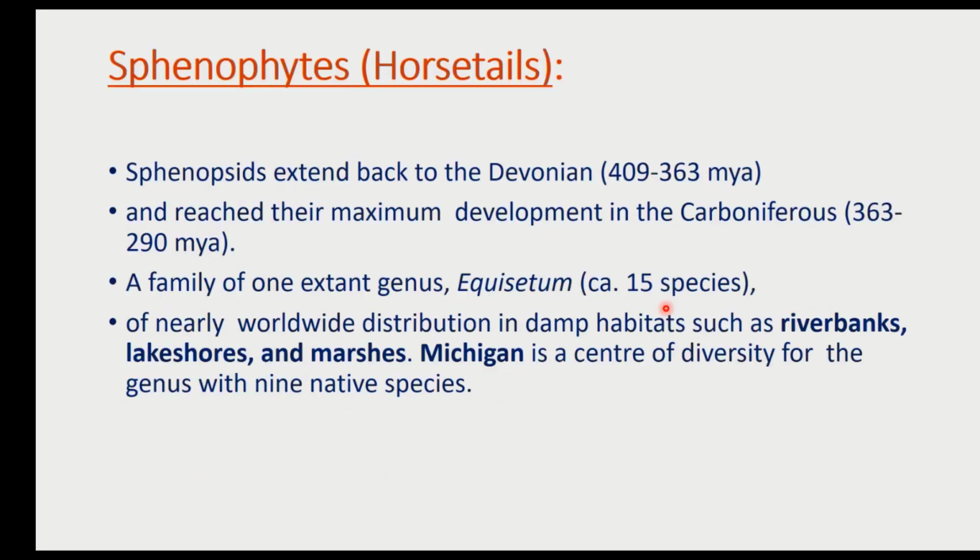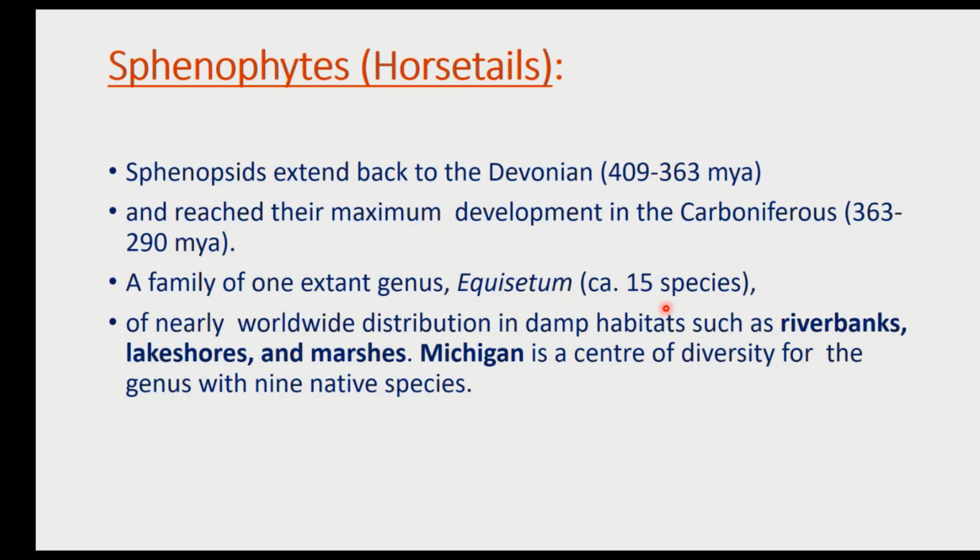Then Sphenophytes, which is horsetails. These Sphenophytes extend back to the Devonian group, which is between 409 to 360 million years ago, and reach their maximum development in the Carboniferous, between 363 and 290 million years ago. And these are the family of the extant genus Equisetum, which comprises more than 15 species of nearly worldwide distribution. So, their distribution.